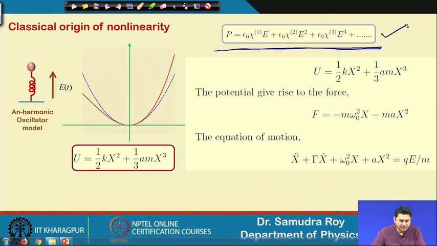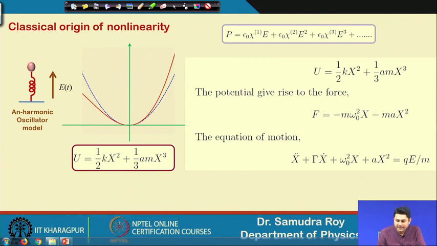In that case, the potential of the system cannot be written only as half k x square; rather you should add another term, which is this one. This is the next higher order term that you should add when our system is anharmonic in nature. So, our goal is to find out, if the electric field is very high and the system is anharmonic, how the Lorentz model will be modified. So far the Lorentz model took care of everything by removing this term. Now we just include this term in the potential and try to find out what is going to happen when this extra term is there and how the vibration of the electron will be modified.